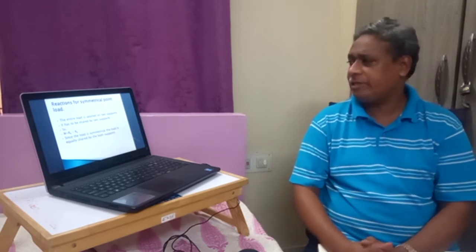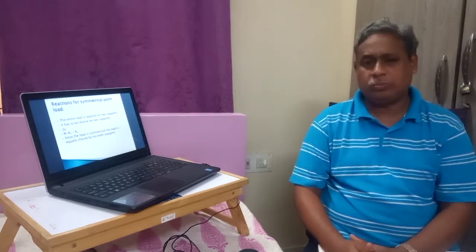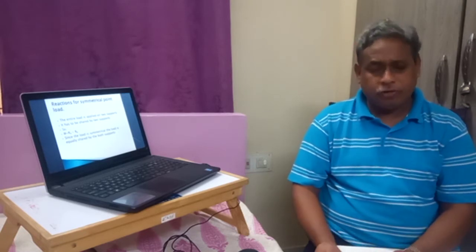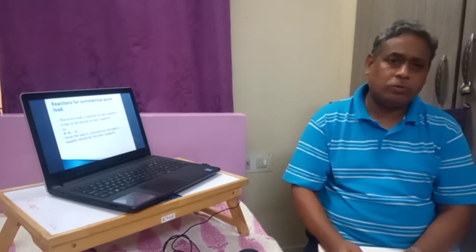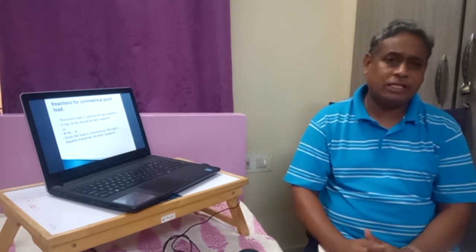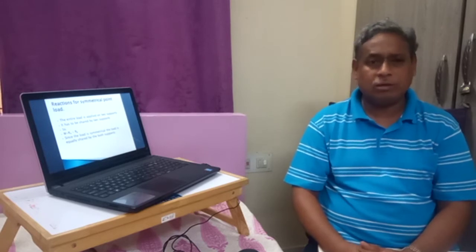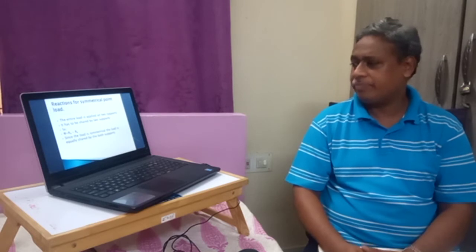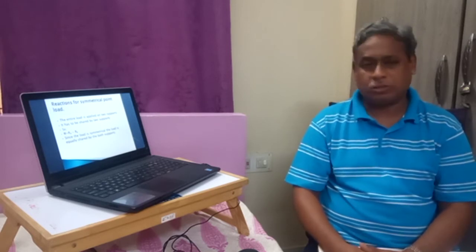Reactions for symmetrical point load. The entire load is applied on two supports. It has to be shared by these two supports equally. Because the load is applied on two supports, those two supports have to bear the entire load. That is why RA plus RB is equal to W, or W is shared by both reactions RA and RB. Since the load is symmetrical, the load is equally shared by both supports.